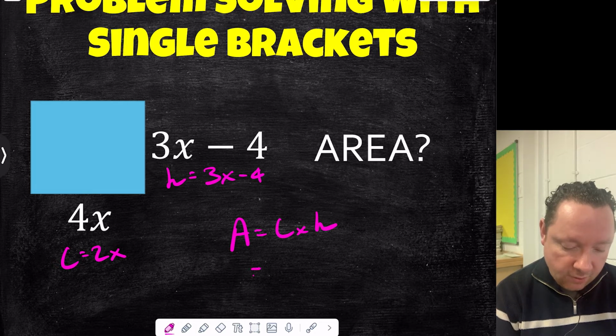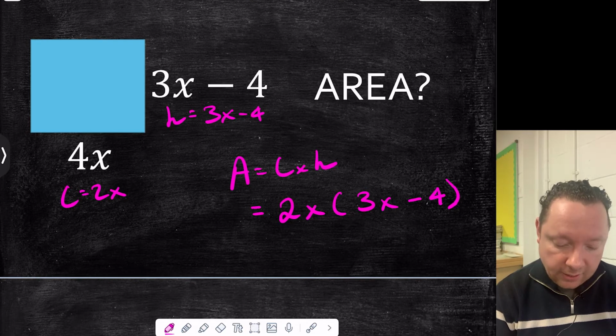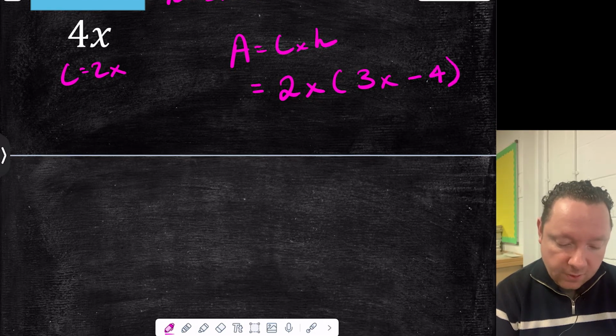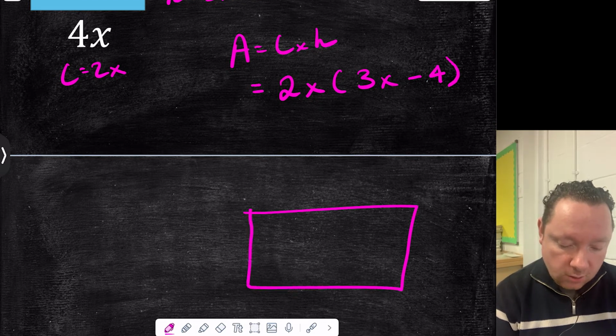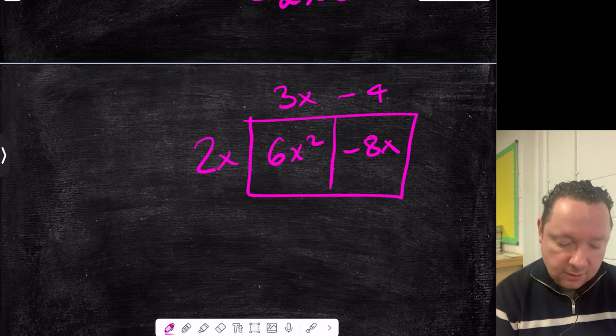So I just write that down. 2x bracket 3x minus 4. And then you might expand that because you have to in the question. So you just go ahead and expand that in the normal way. Draw on my box. 2x on one side. 3x minus 4 on the other. That gives me 6x squared minus 8x. So my area is 6x squared minus 8x.